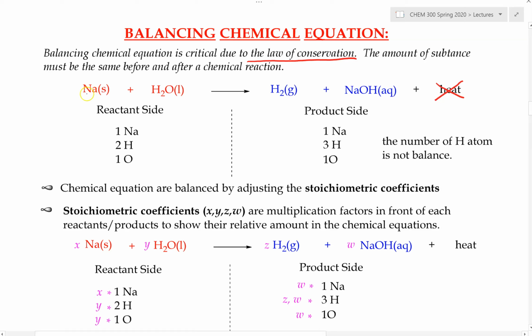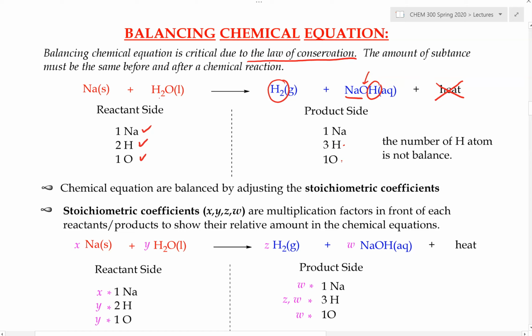We will have 1 sodium, right? And we have 2 hydrogen, and we have 1 oxygen. These are the amounts of each of these atoms that we have on the reactant side. Now when we count them again on the product side, we see there's still 1 sodium right here. And now we have 3 hydrogen. The reason why we have 3 hydrogen is as follows: there are 2 hydrogen over here plus 1 over here, so now there are 3 hydrogen. And there's still only 1 oxygen.